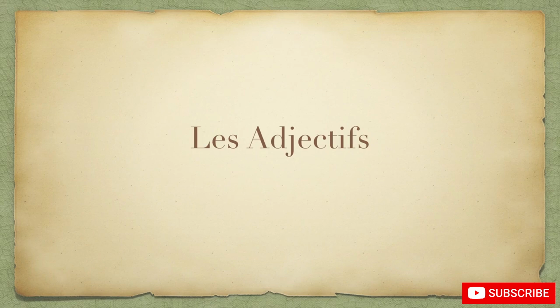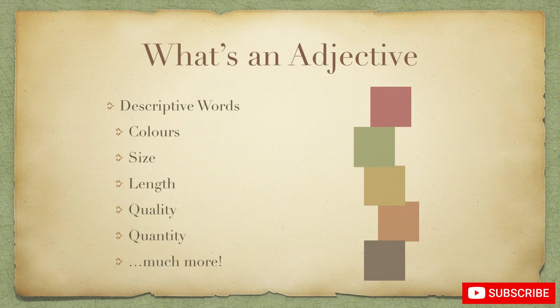Hello everyone. Today we're going to be talking about adjectives. So what are adjectives? Adjectives are descriptive words like colors, things that describe size, things that describe length, quality, quantity, and so many more. There's so many things that are adjectives, but in essence they're just descriptive words.